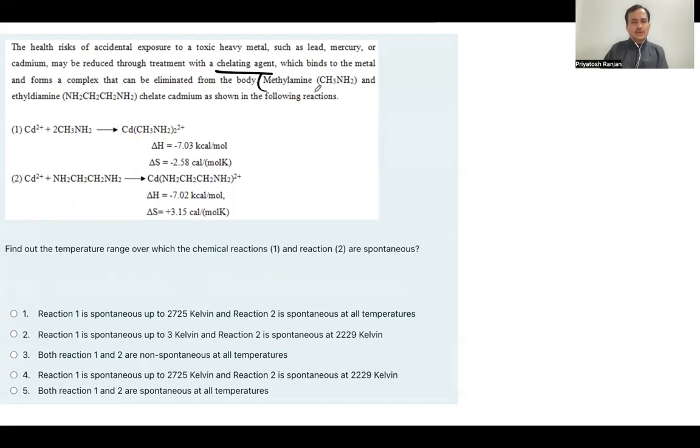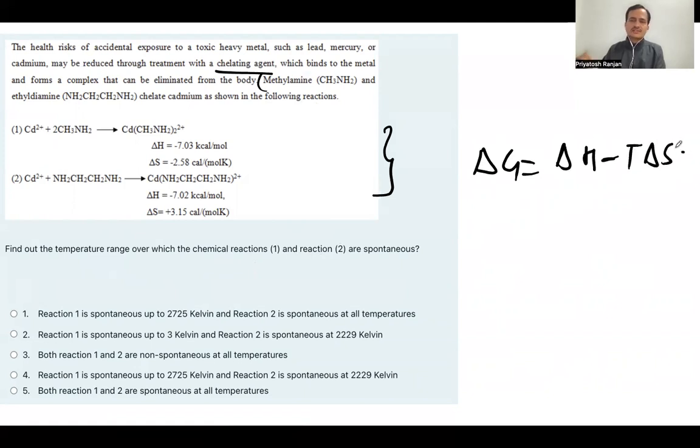Now, these are the two molecules which they have given, the chelating agents methylamine, CH3NH2, and ethylenediamine, which chelate cadmium as shown in the following reactions. Now, they have asked you to calculate the temperature range over which chemical reactions 1 and 2 are spontaneous. So, again, we need to consider the Gibbs free energy equation, delta G equals delta H minus T delta S.